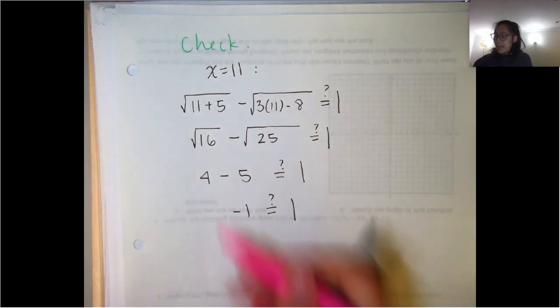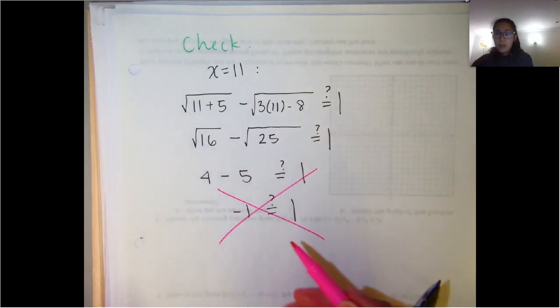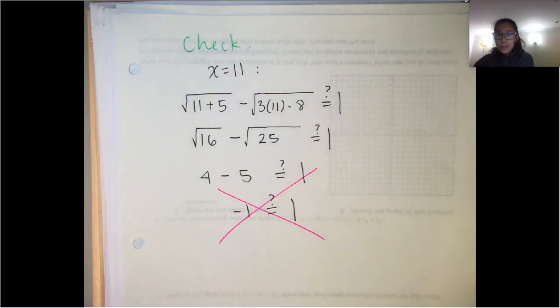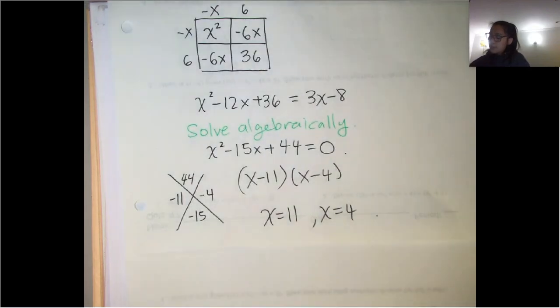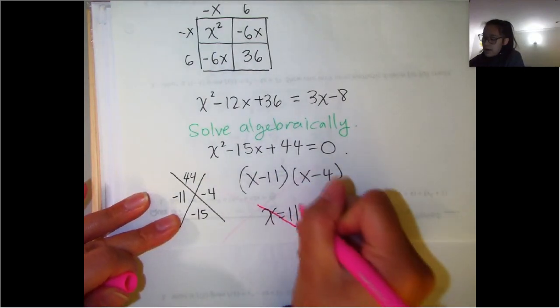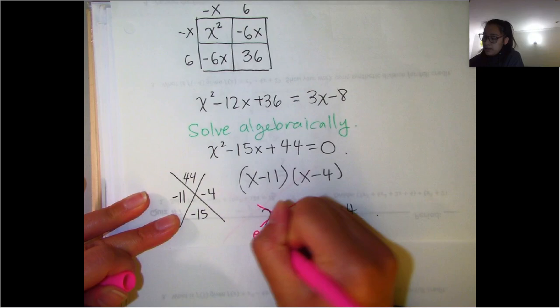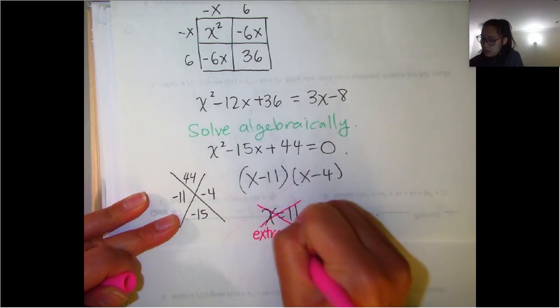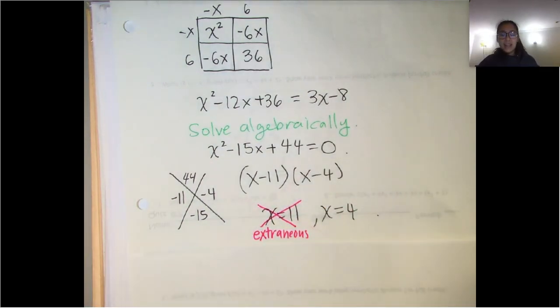Well, I hope you're saying in your own house or wherever you're at right now, no, absolutely not. This does not equal, and so therefore x equals 11 is not a solution, and we call it extraneous. Okay, so going back to the previous page, x equals 11 is not a solution, and it is an extraneous solution. So x equals 11 is extraneous.